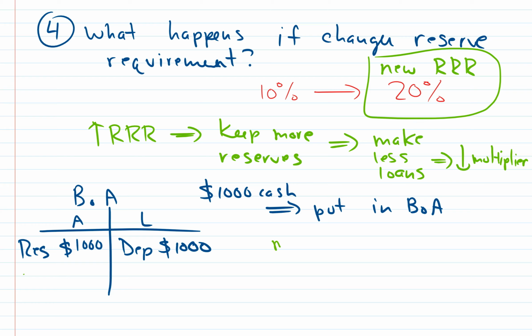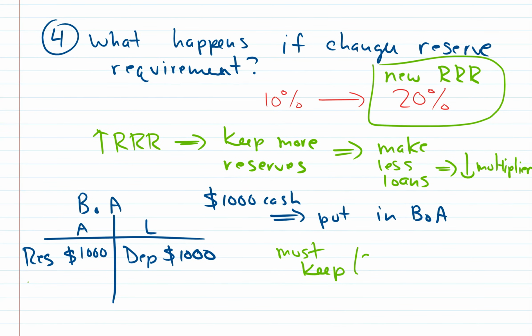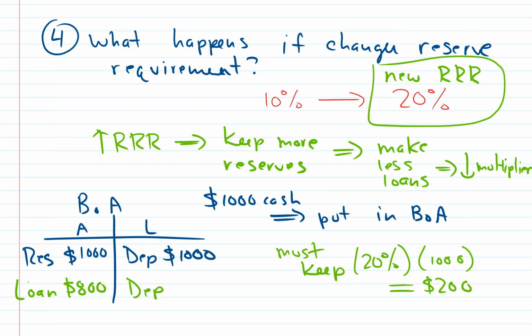So they must keep 20% of 1,000. So now they have to keep 200. So now the maximum loan they can make is only 800. They're not allowed to loan 900 anymore because they have to keep more. And so our deposit created by this is smaller, because they can only loan 800.